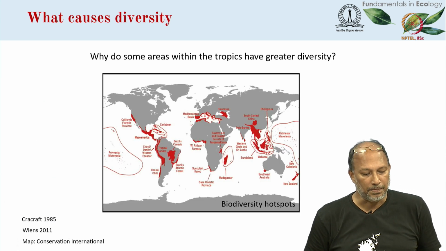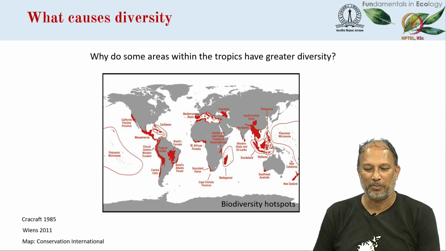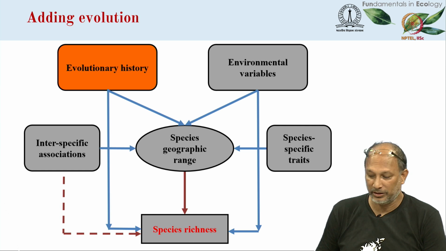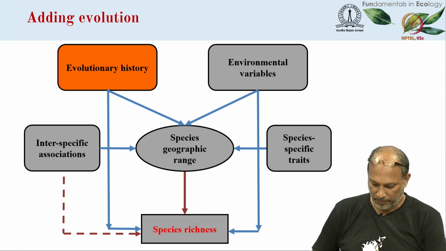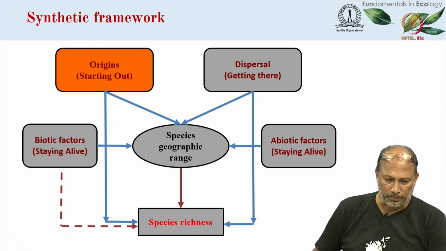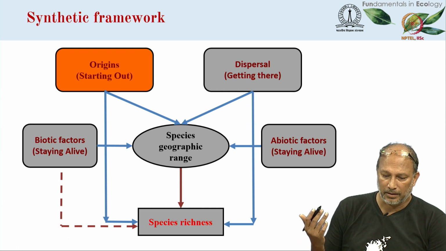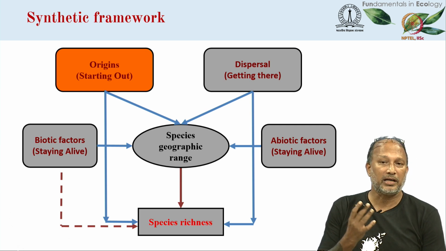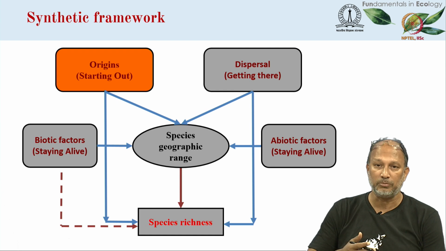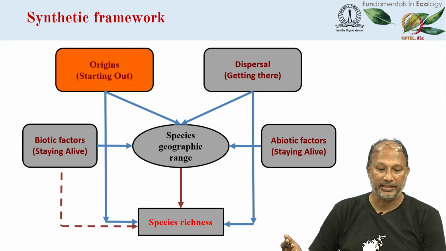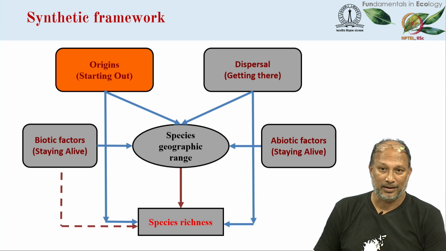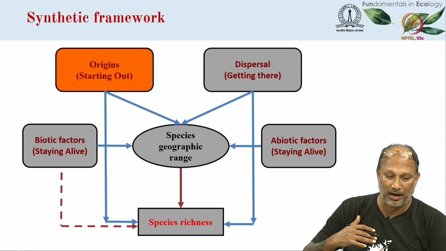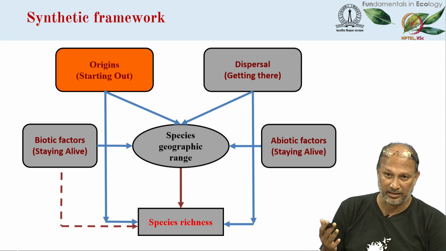So to sum this up, let's come back to that question: why do some areas within the tropics have greater diversity? And I want to add now evolution to what we discussed before. So there's species geographic range, which is, why are individuals found at the locations we find them, right? And the sum total of individuals at particular locations within a species gives rise to its geographic range. We've so far been talking about ecological factors. We said it had to disperse or get there somehow. We talked about the biotic and abiotic factors involved in staying alive.